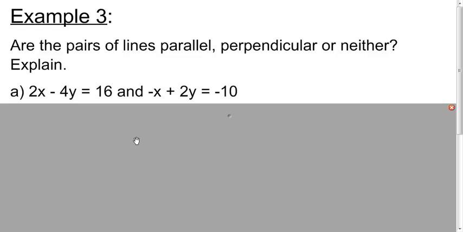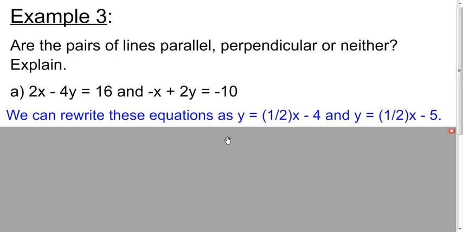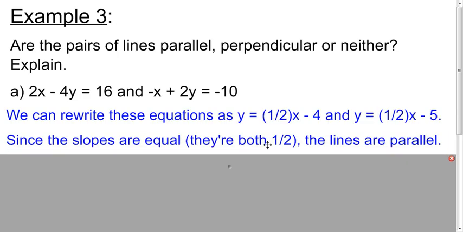So all we have to do here is you want to write each equation in slope-intercept form, and then compare the slopes. So try A, and I'll show you my solution. So here, you should end up with these equations. So our slopes are both 1/2. So the lines are parallel.